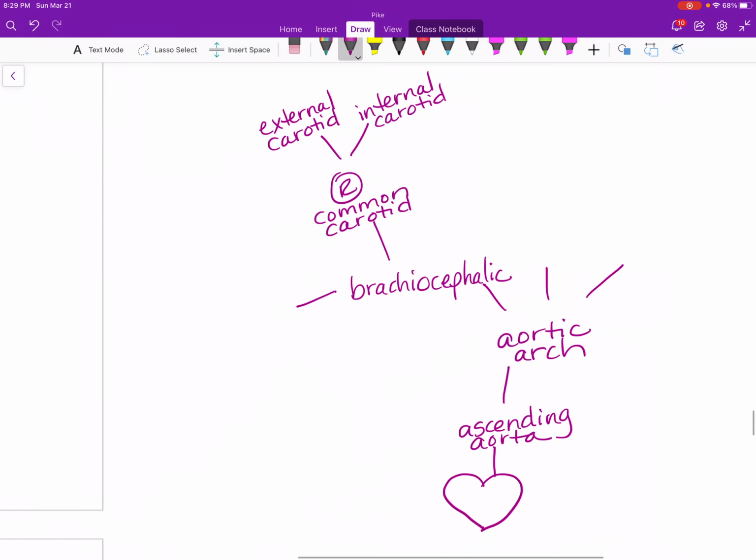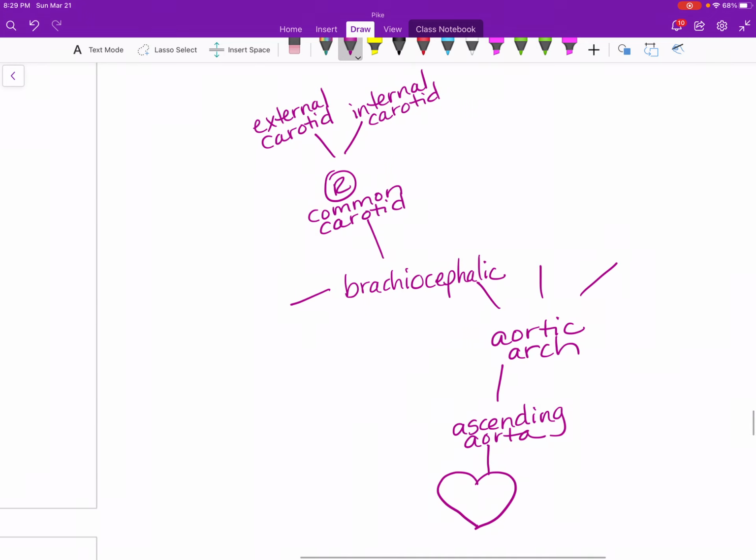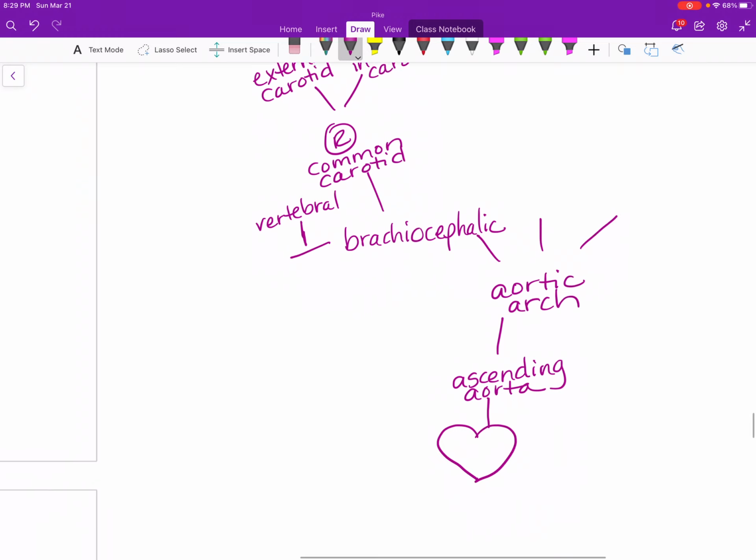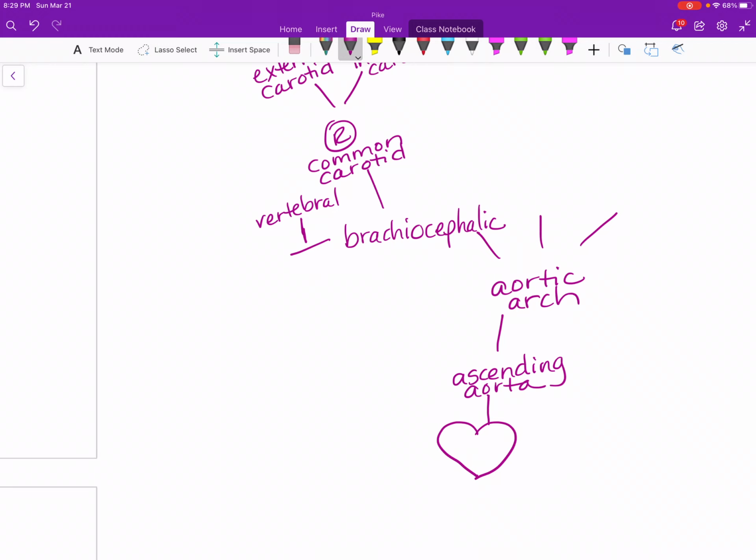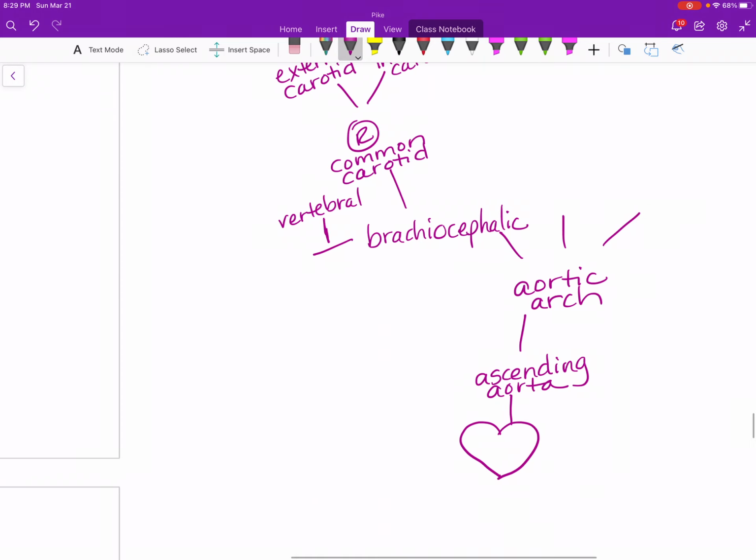Okay. And then, before we get to the next one, you do have a branch here called the vertebral, which is going to go up, ultimately through your foramen magnum, supplying your brain. But it's called vertebral because it does split and supplies your cervical spine, cervical vertebrae. All right, so the next we have, that turns into the subclavian, going underneath your clavicle.